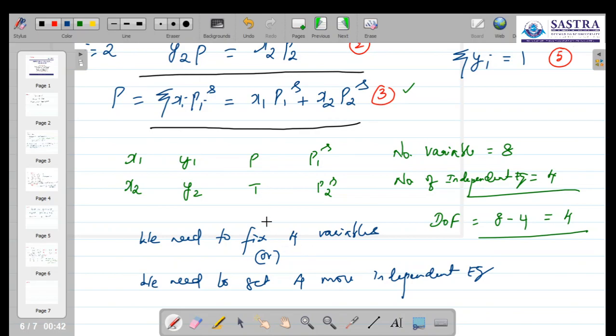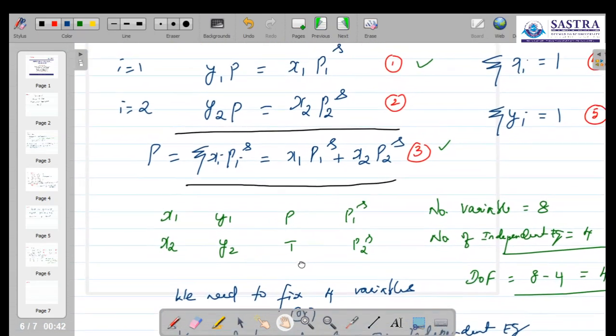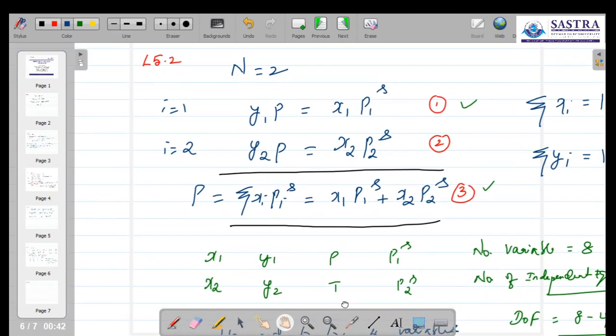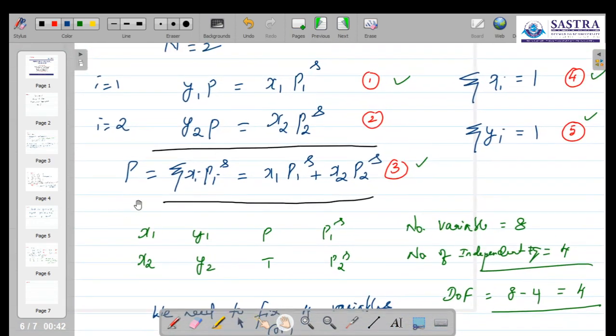So can you just look into this and say if there are any other equations that we missed? I'll just pause for a moment. Did we miss any equations here? Can you think? Right? Obviously, there could be one equation that we added, right?